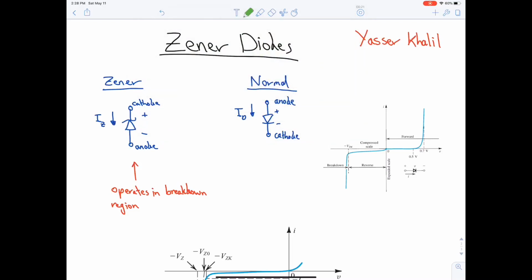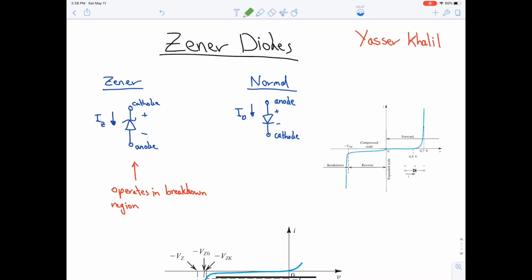In the Zener diodes, the cathode is positive compared to its anode. So when the current flows from the cathode to the anode, the Zener will operate, it will be on. Whereas in the normal diode, if the current flows from the anode to the cathode, then the diode is on. Okay.